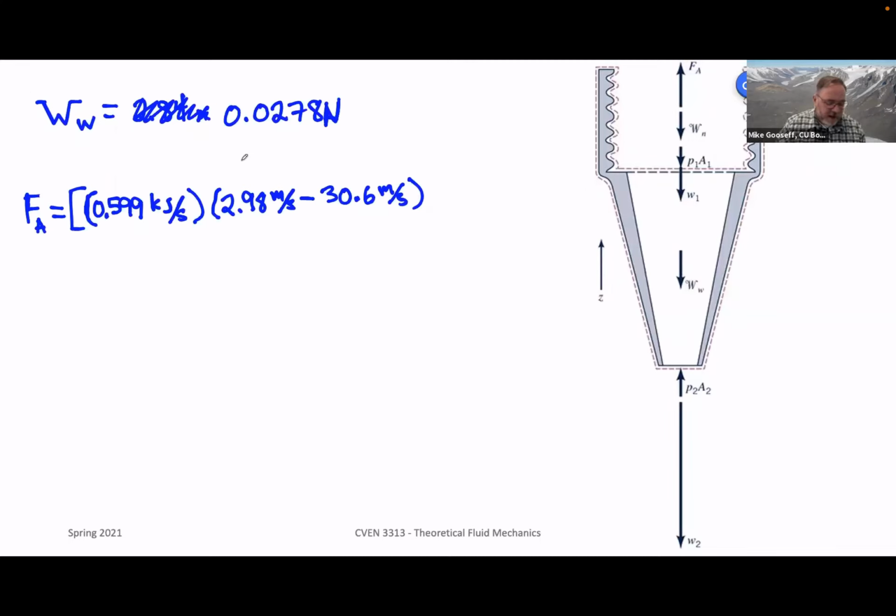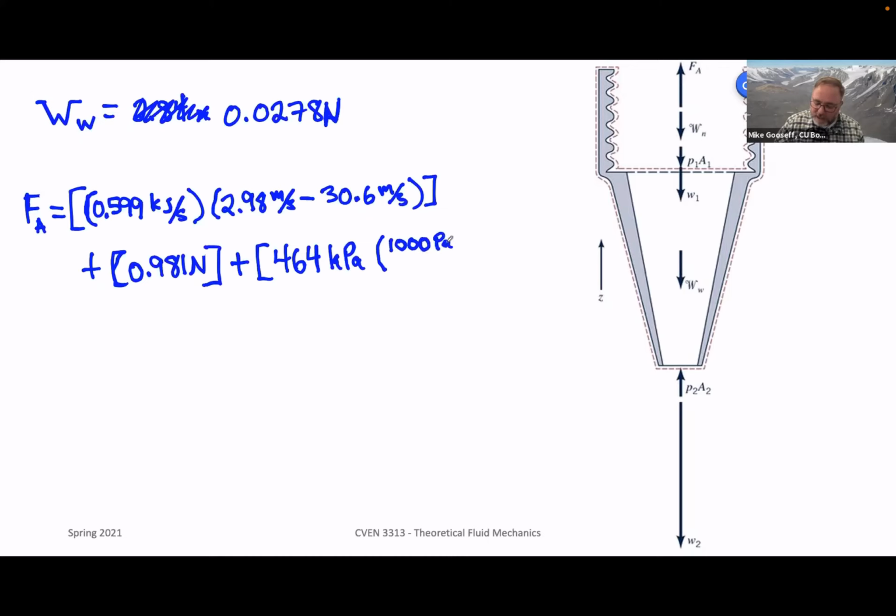And then we're going to add, that's supposed to be a bracket, 0.981 newtons. That was the weight of the nozzle, plus 400, now this is P1A1, 464 kilopascals, which of course we multiply by 1,000 pascals per kilopascal.